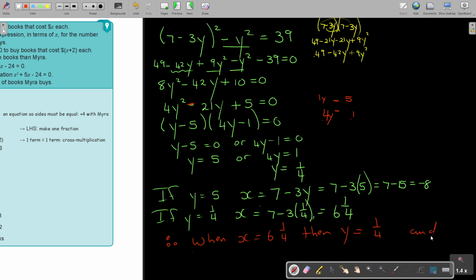And when x is equal to negative 8, then y is equal to 5. Okay, and that is how I'm going to do that. That's one. Let's do the final one.